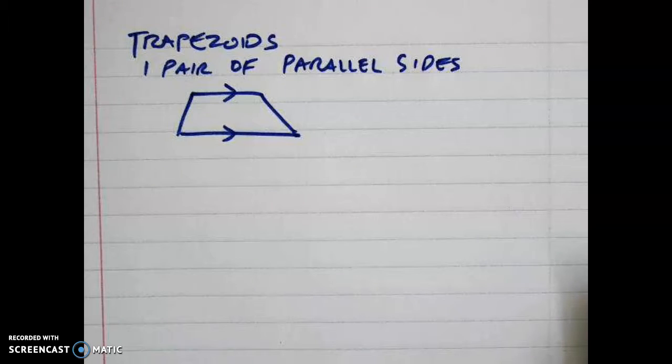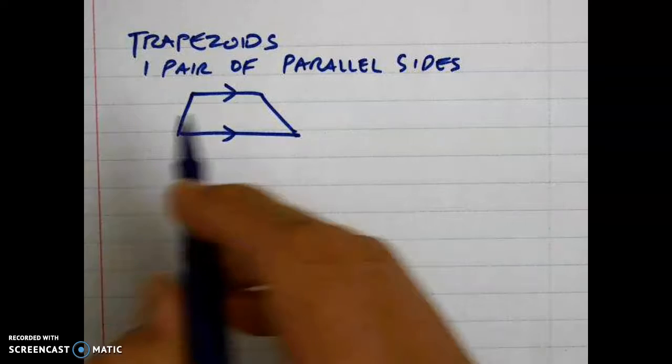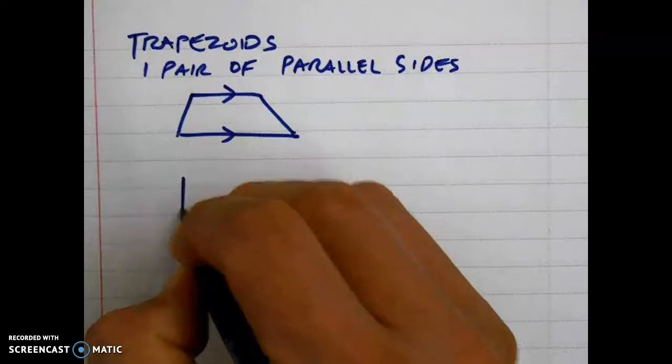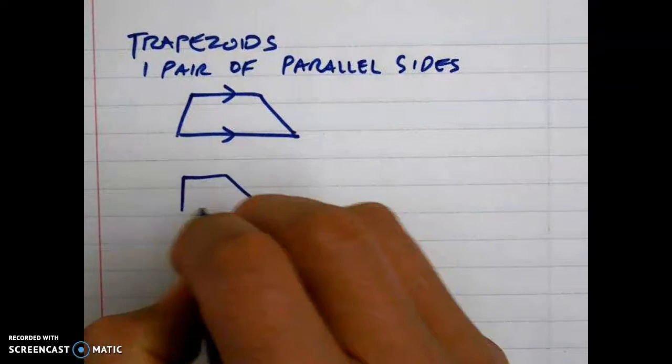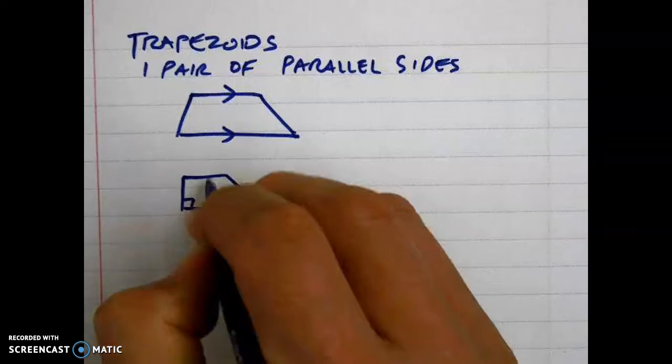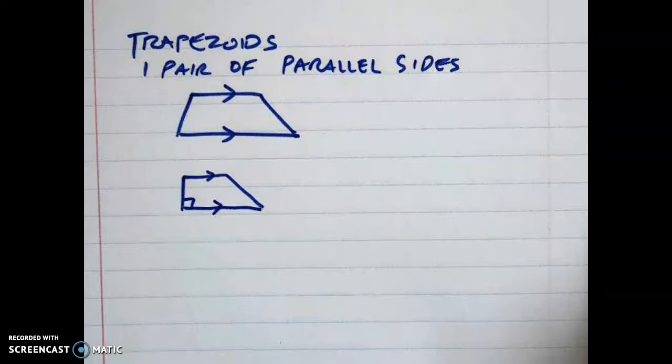Okay, a trapezoid could look like that, and this is also a trapezoid, even though it's 90 degrees. One pair of opposite sides are parallel.